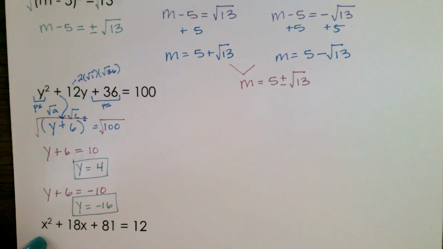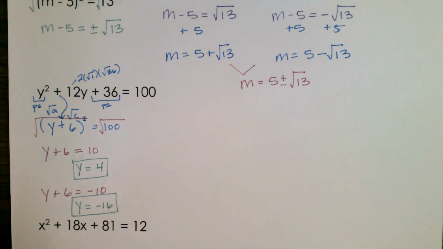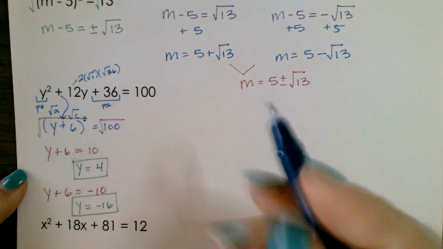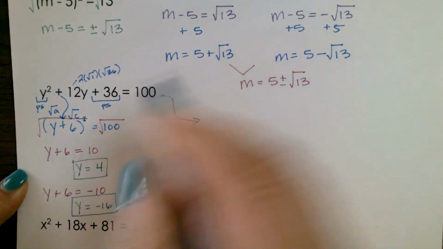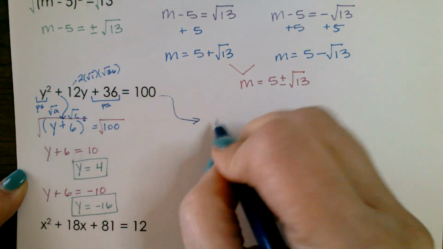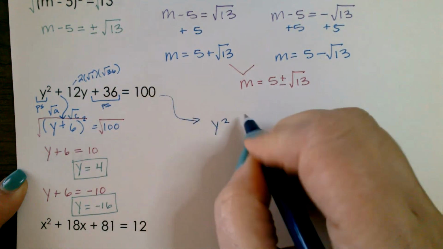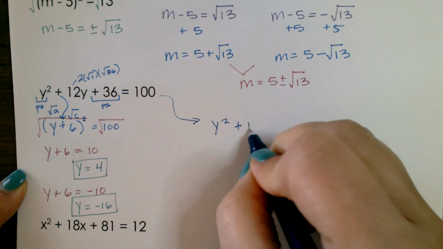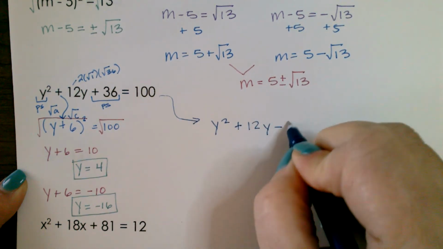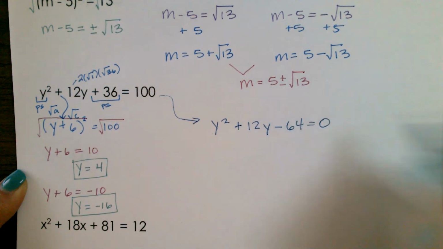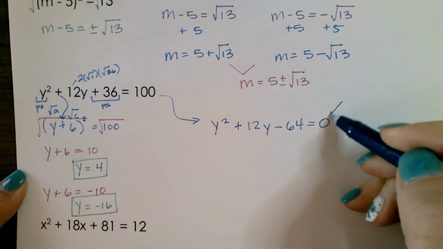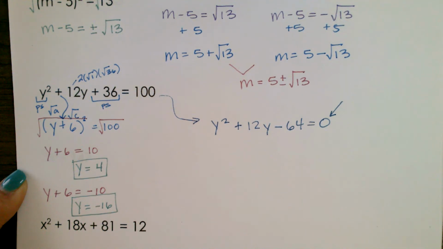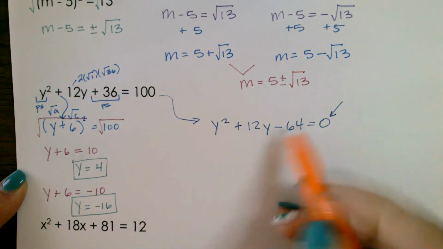Now, again, we could go back to things we have practiced. I could subtract 100 from both sides, and y squared plus 12y minus 64 equals 0, because we're used to solving things when they're set equal to 0. Can't make it simpler.